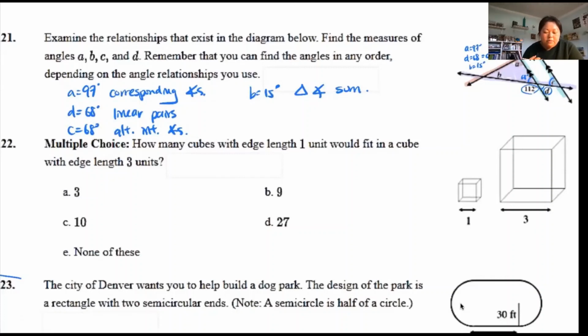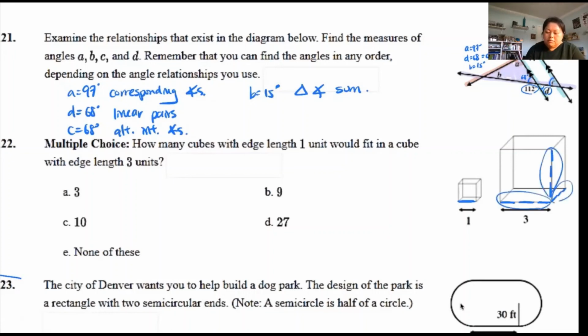Next one, how many cubes with edge length 1 unit would fit in a cube with edge length 3 units? So it's a little bit trickier to see this, right? Because you got to see it kind of three-dimensionally. If this is a unit of 1, you got to fit 1, 2, 3. And you got to fit 1, 2, 3. You got to fit 1, 2, 3. So you're really fitting a 3 by 3 by 3.